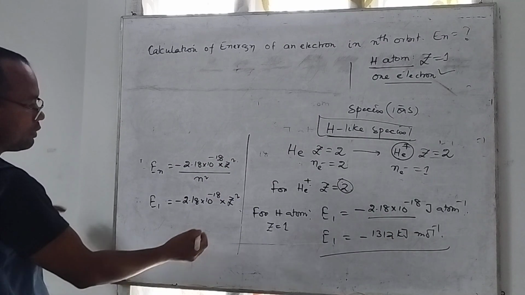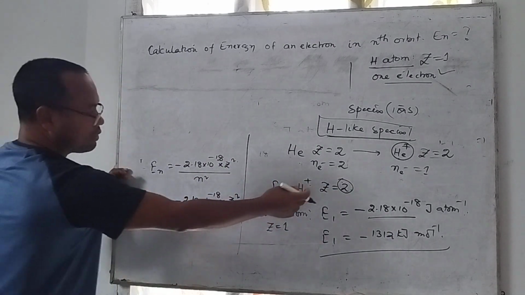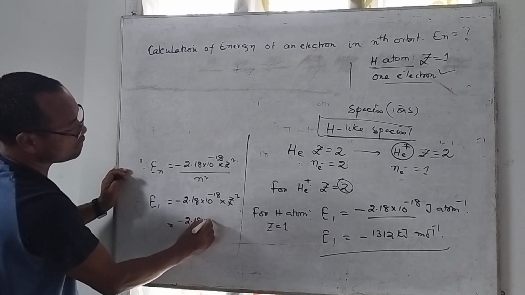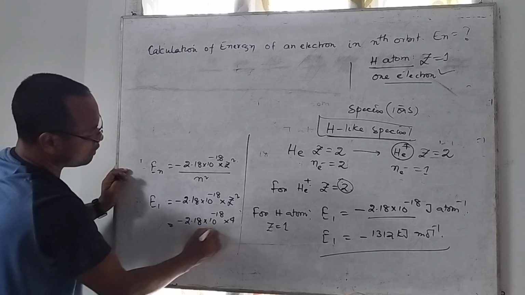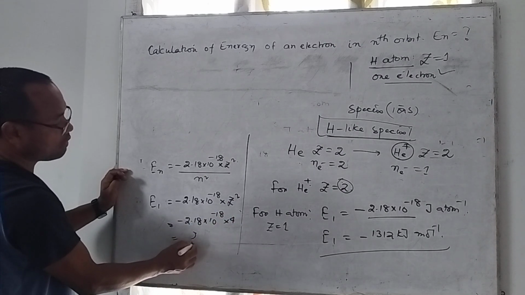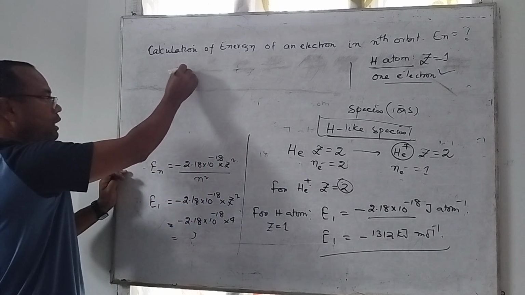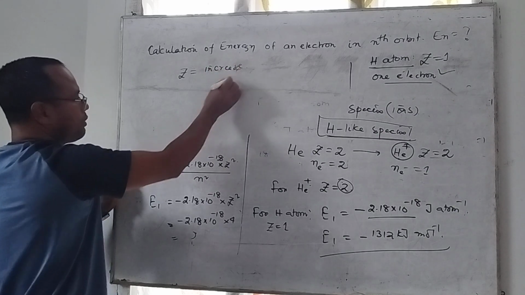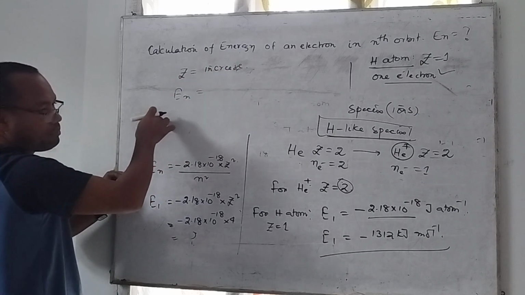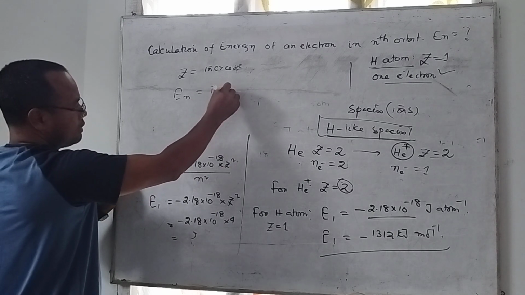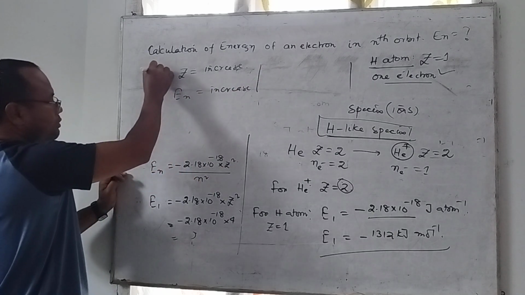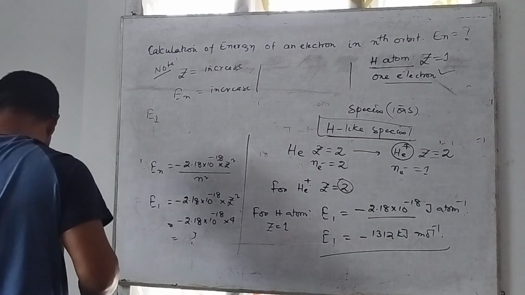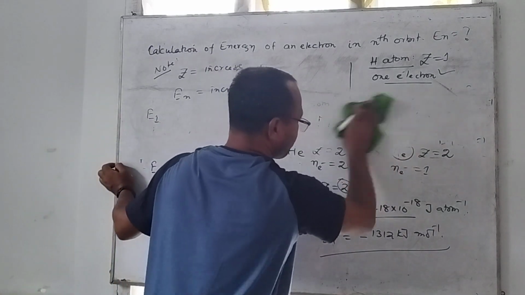So for helium, Z square is 4, since the atomic number is 2. Now that is minus 2.18 into 10 to the power minus 18 multiplied by 4. The value will become like this. So that means when the atomic number increases, the energy at the same energy level also increases. Understand? Don't forget. Say for example, when we are going to calculate E1, I will tell you about another species.